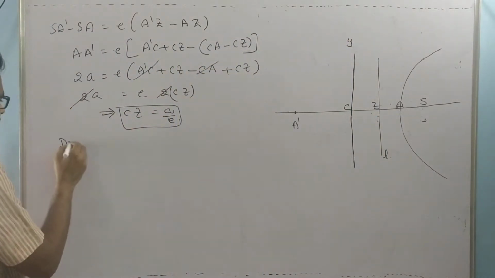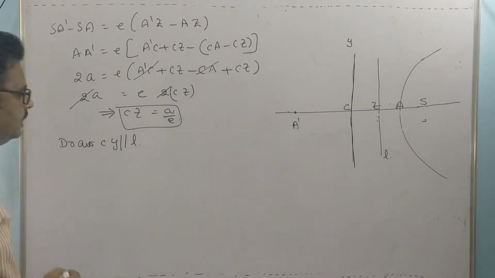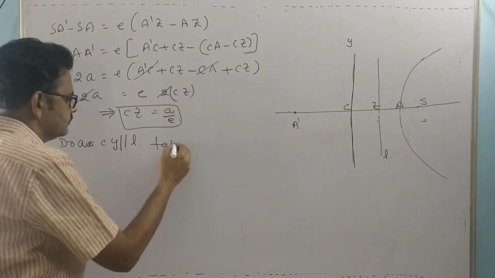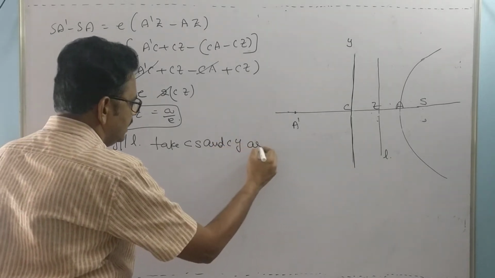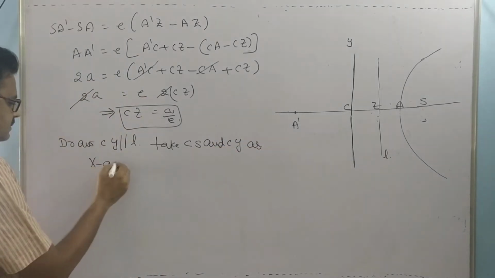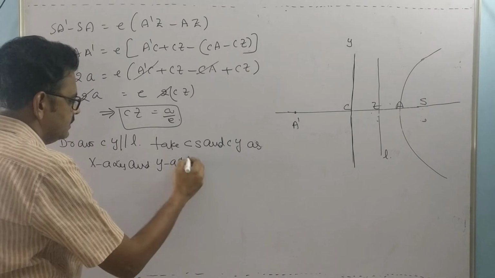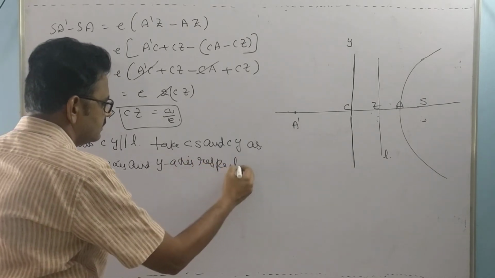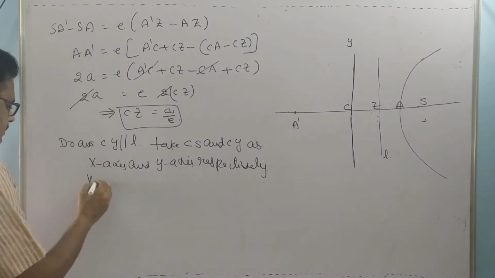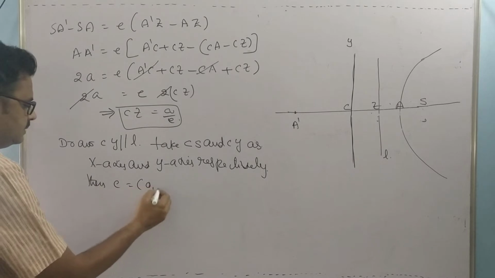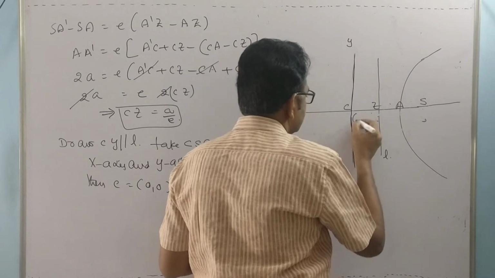Draw CY parallel to L and take CS and CY as x-axis and y-axis respectively. Now the C becomes 0, 0. Now this is x-axis, this is y-axis, then C becomes what?